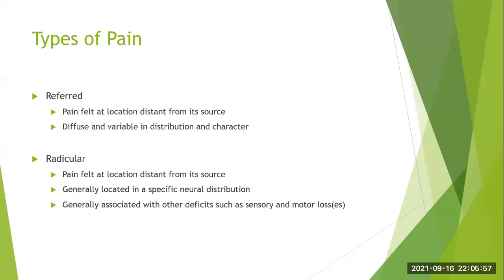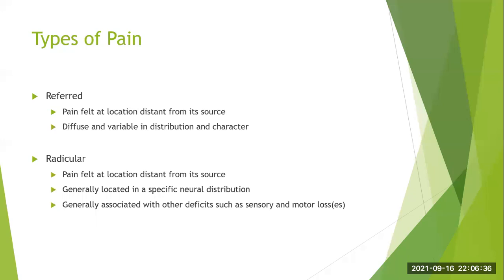Referred pain is pain that's felt at a location distant from its source. It can be diffuse and variable in distribution and character. A lot of times referred pain is referred visceral pain. So we've got some visceral organs that are referring pain to a surface structure so we can be aware of it, because you don't really feel pain in your heart or in your liver. You feel it usually referred to another location. And it can be pretty specifically mapped in the body, and we'll look at a referred pain chart in a minute.